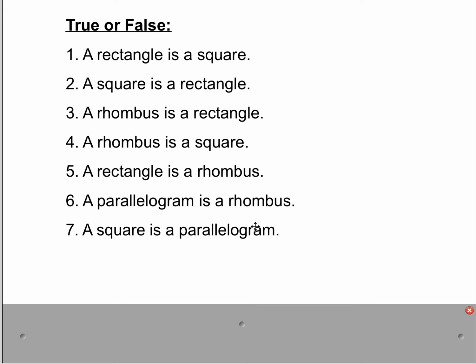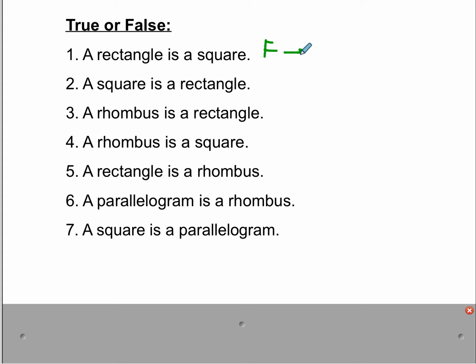All right, now that you have completed all 7 of these, let's go through these really quickly. I'm going to get my writing tool out here. Yep, that's what I want. We'll go with green. True or false, a rectangle is a square? Well, that, of course, is false.